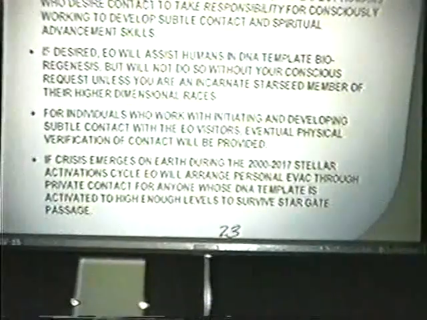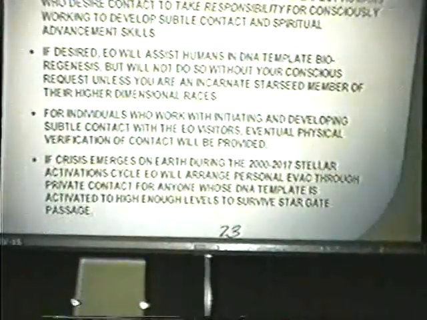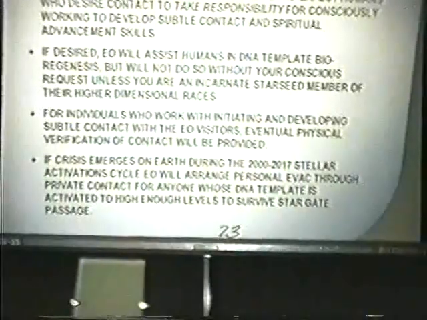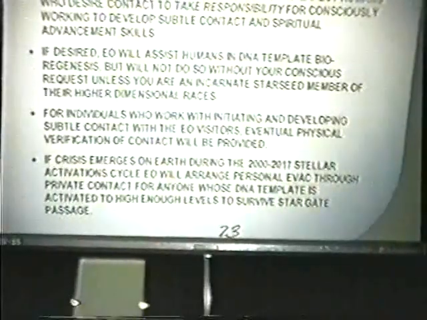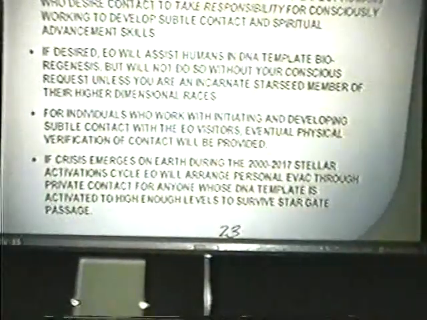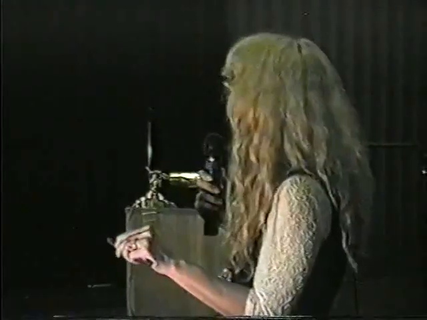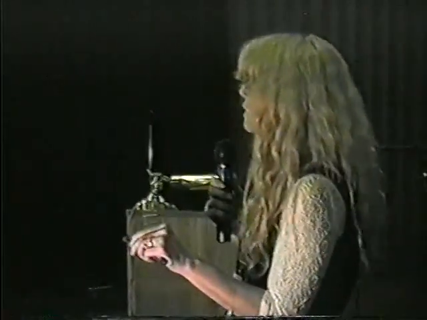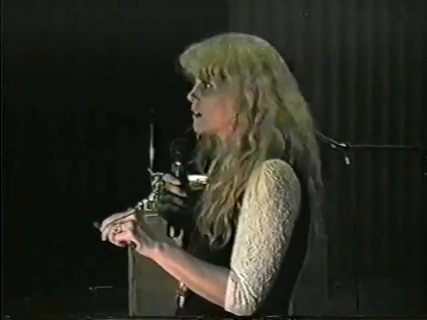Okay, if desired, they will assist humans in DNA template biogenesis, but they will not do this without you consciously requesting it. It would be a violation for them to impose that on you, unless you happen to be one of them incarnate, like I am. So they're not going to inflict anything on you that you don't want done. And that's what I like about these guys. They love you enough to intervene, and they love you enough to walk away, if that's what's right for you. And that's the hardest kind of love.